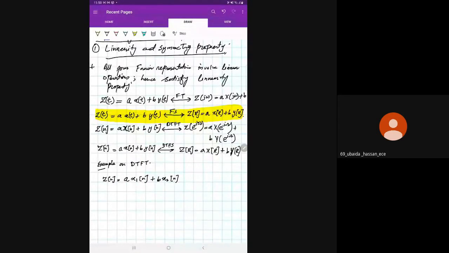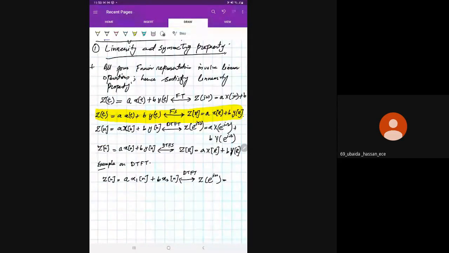So I'm not representing different signals now in terms of x and y. I'm representing them in terms of x1 and x2. That is not difficult. So the discrete time Fourier transform will be equal to Z of e raised to the power j omega. From the third example, what will it be equal to?